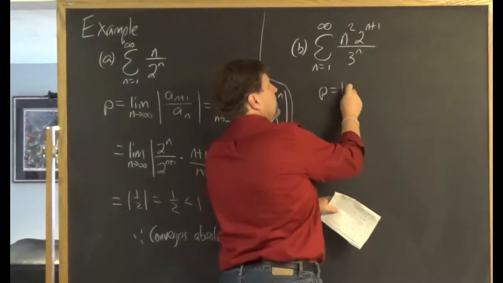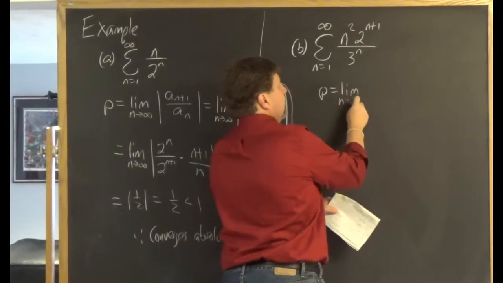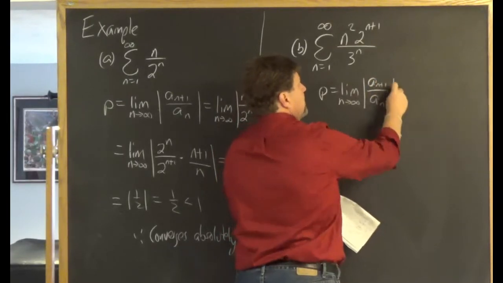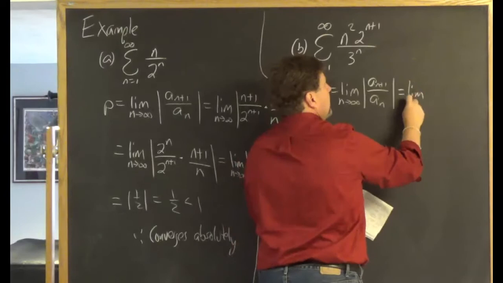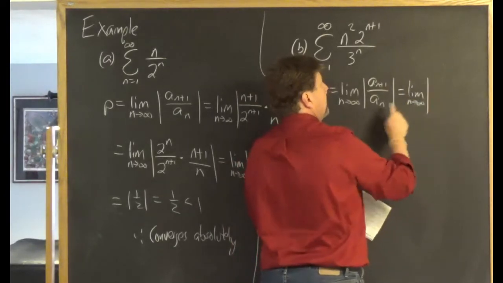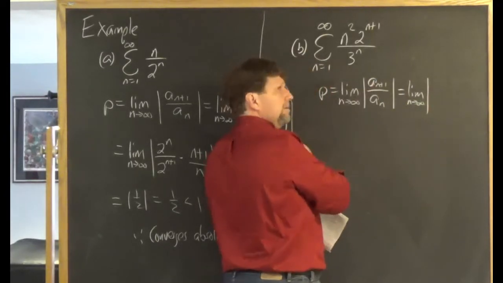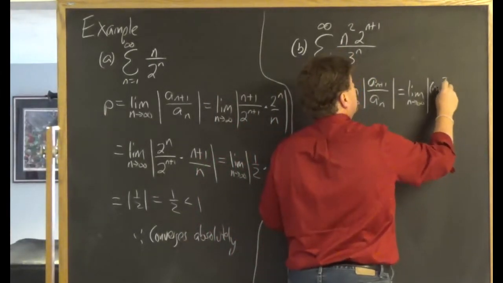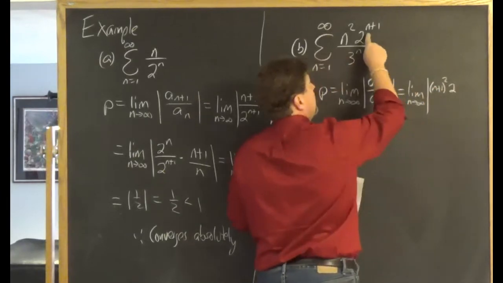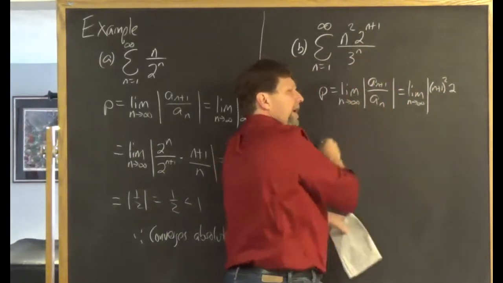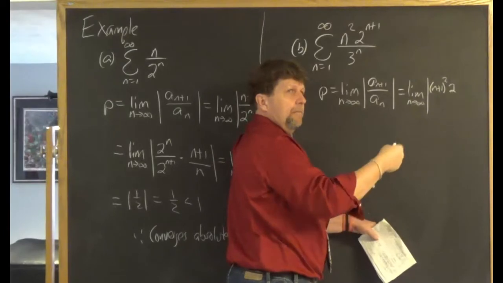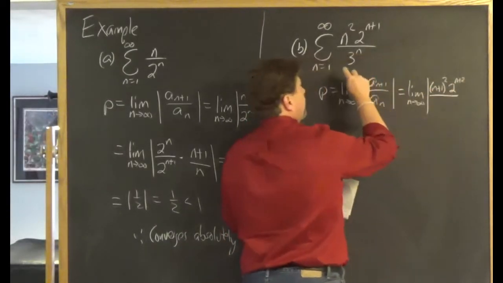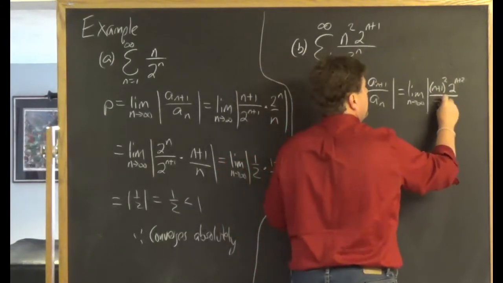So p is equal to the limit as n heads off to infinity, absolute value a sub n plus 1 over a sub n. So that's the limit as n heads off to infinity. See, a sub n plus 1. Oh boy, that's an n plus 1 squared. 2 to the, okay, n plus 1 comes in here for n, so I'd have n plus 1 plus 1. So that's an n plus 2 over 3 to the n plus 1.